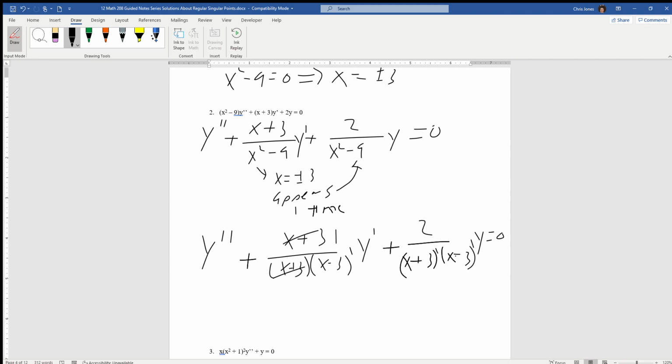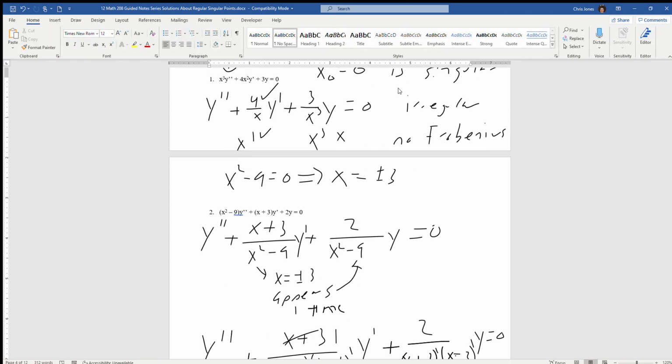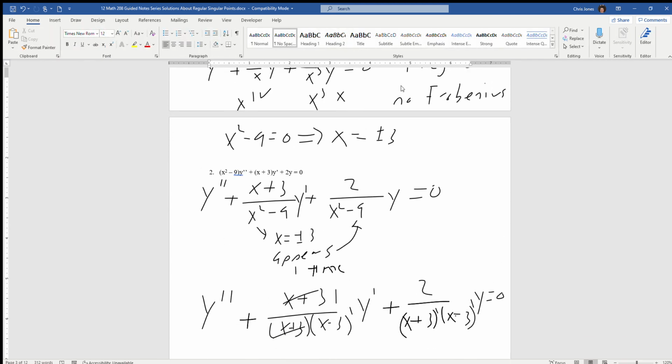All right, so indeed this is going to be a regular singular point. Okay, so x equals 3 and x equals -3 are both regular singular points. Right? And what that means is that we can use the method of Frobenius on both of those.